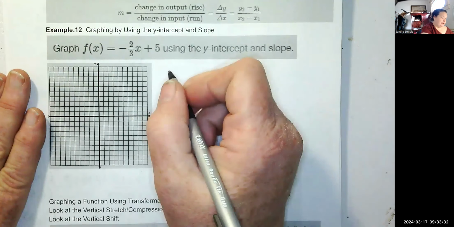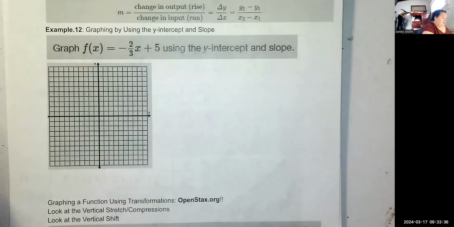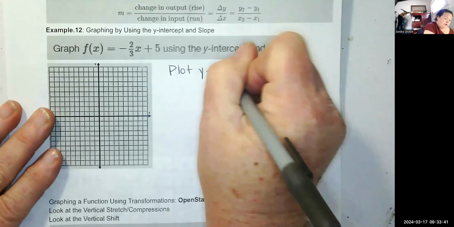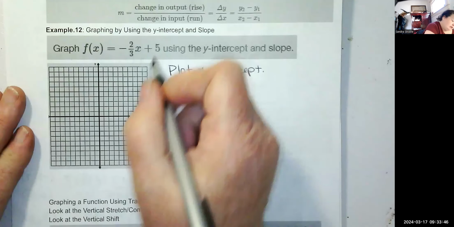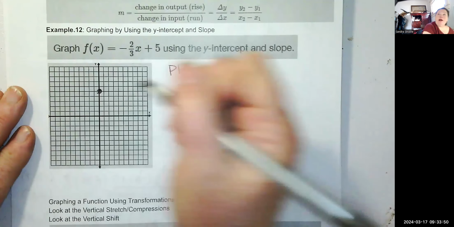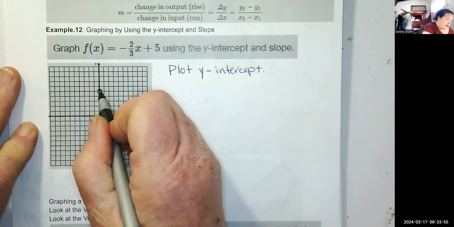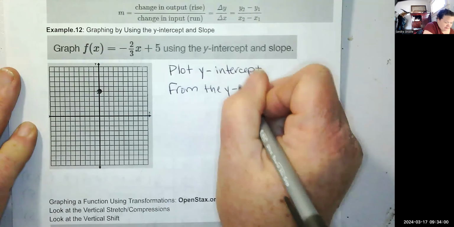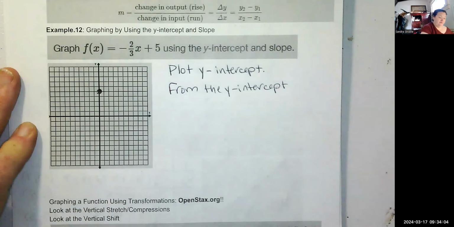So the first thing I do is I plot the y-intercept. And this is the way I graph most of the time. And that's 1, 2, 3, 4, 5. I can do this faster than you can put this in your calculator. And then once I plot the y-intercept, from the y-intercept, you're going to do the rise over run.